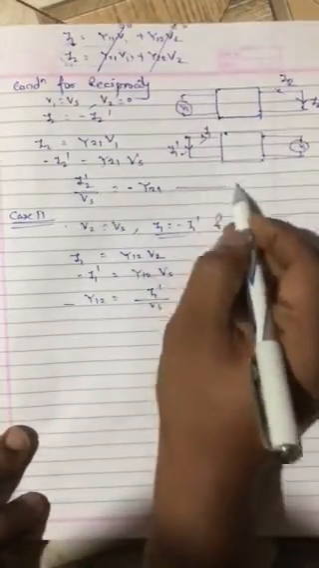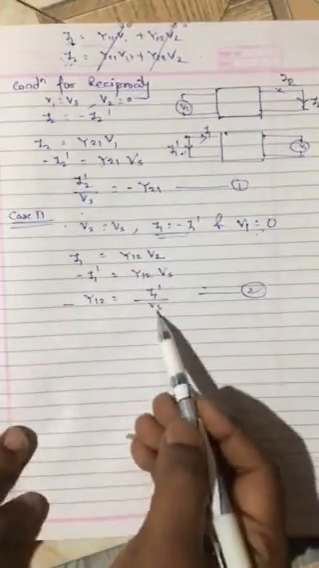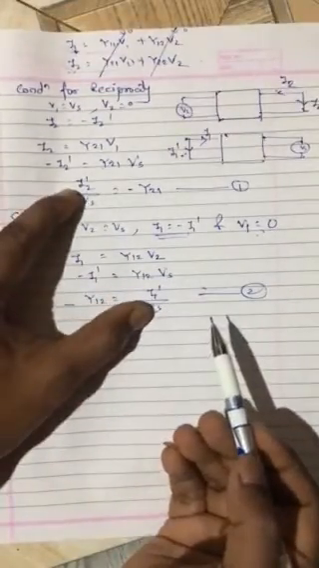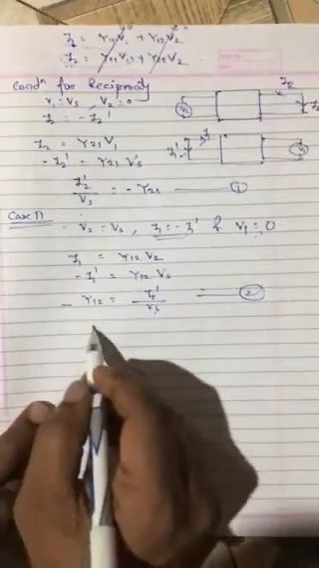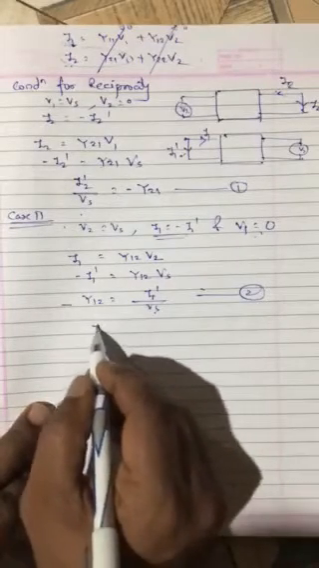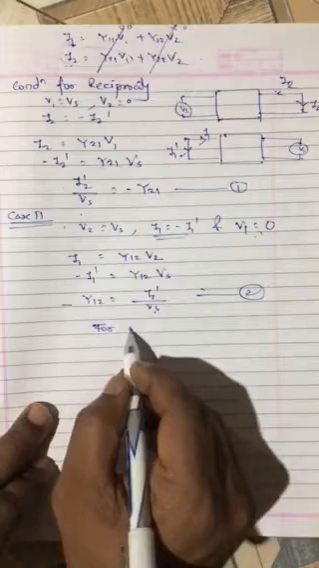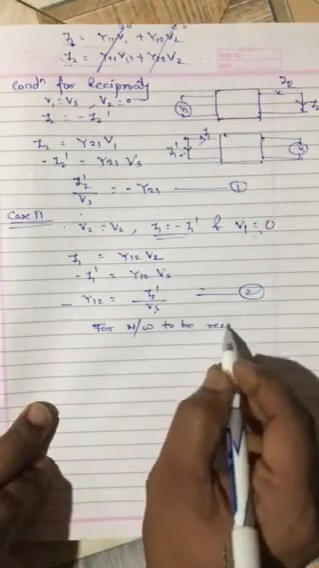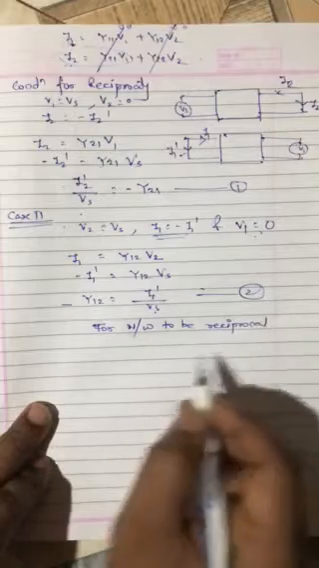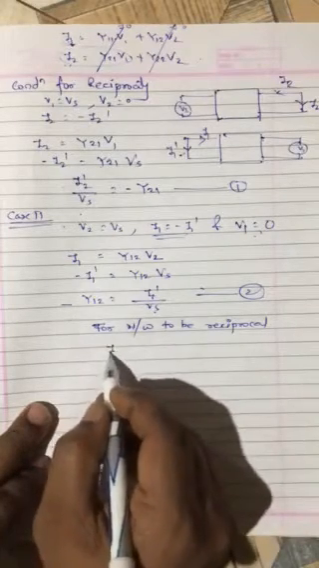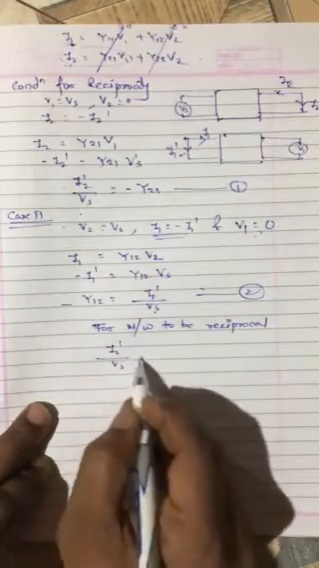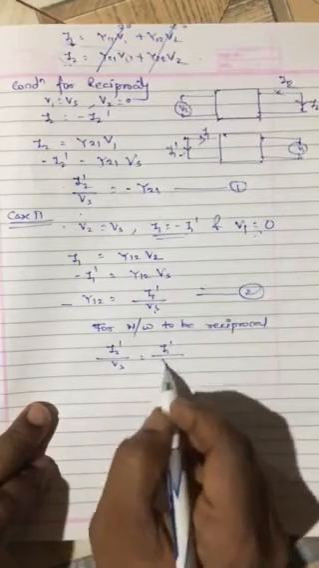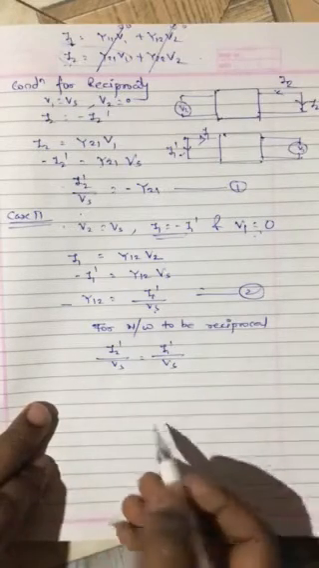Okay, so this is equation 1, this is equation 2, ratio of current and voltage, ratio of current and voltage. If these two ratios are same, then the network is reciprocal. So for the network to be reciprocal, I2 dash upon Vs should be equal to I1 dash upon Vs. And when will this be equal?